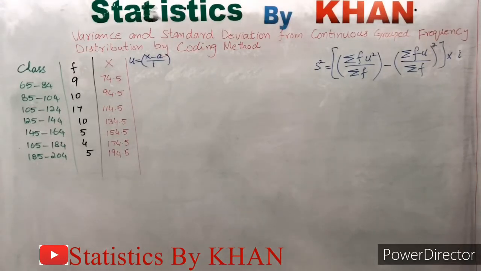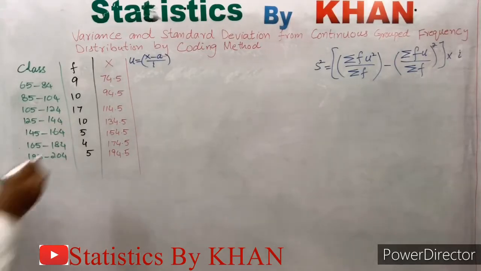Because coding method is adopted for the ease of computation. If we take any value of x in the center as the arbitrary mean, it will help in ease of computation. Or if we take a value of x against the highest frequency as the arbitrary mean, it will also help in ease of computation. So for this purpose, we are taking 114.5 as the arbitrary mean, which is against the highest frequency. So now in this case, a is equal to 114.5.